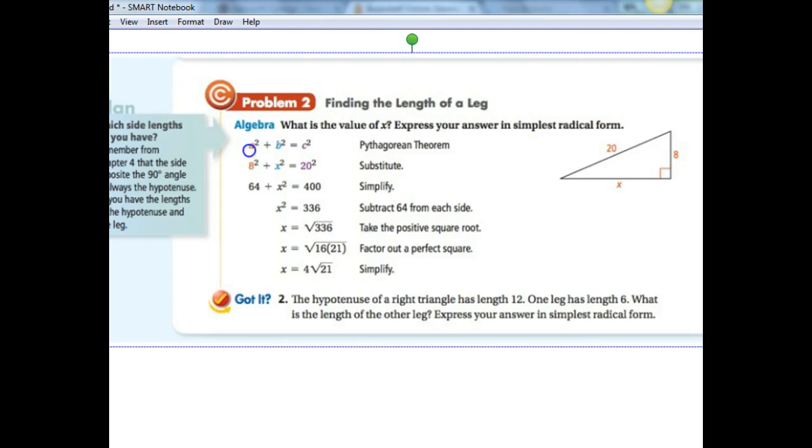Now, the square root of 16 comes out of the radical as a 4, and the 21, which is not a perfect square number, has to remain under the radical. So in simplified form, you end up with 4 radical 21. Okay. Now, let's do the same thing for the next problem.